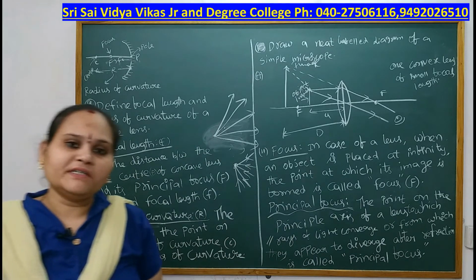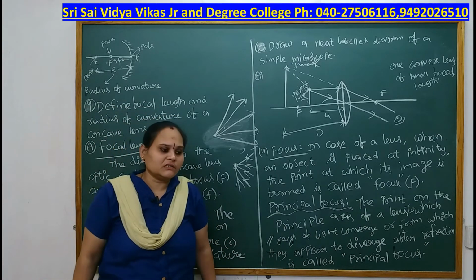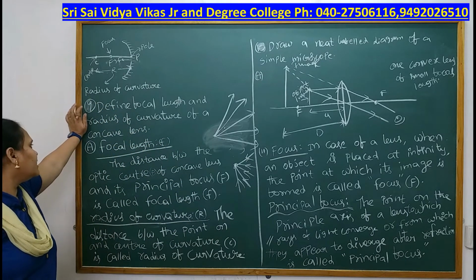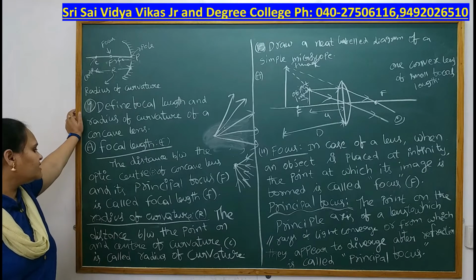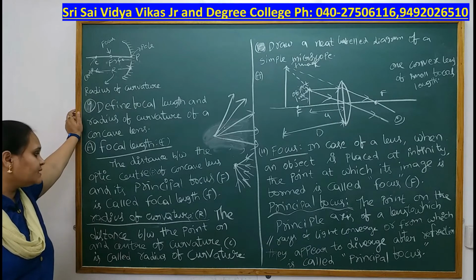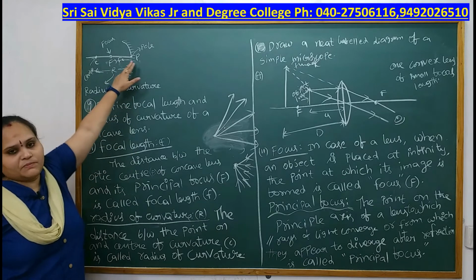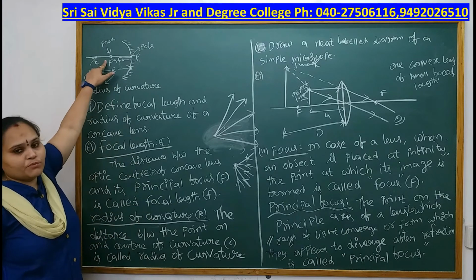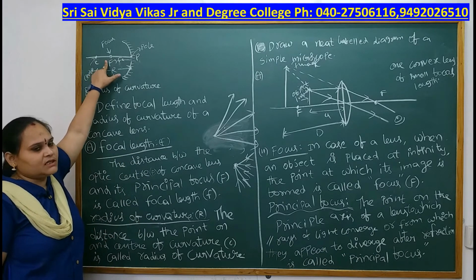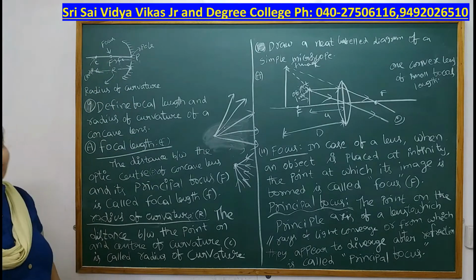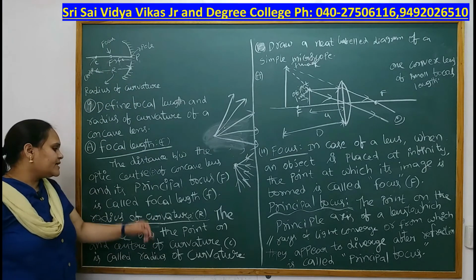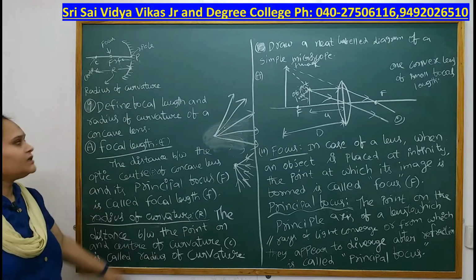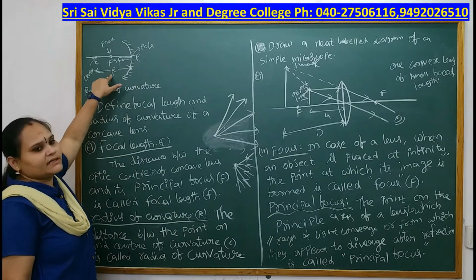Next we will discuss the 4 marks questions, the short answer questions. Once I will repeat it. Define focal length and radius of curvature of a concave lens. Focal length: the distance between the optic center, here P is our optic center of the concave lens, and its principal focus F. The principal focus means the point where the image will be formed. So the distance PF is called the focal length, small f. And next, radius of curvature: the distance between the point and the center of curvature gives the radius of curvature. The distance between C and this point gives the radius of curvature.